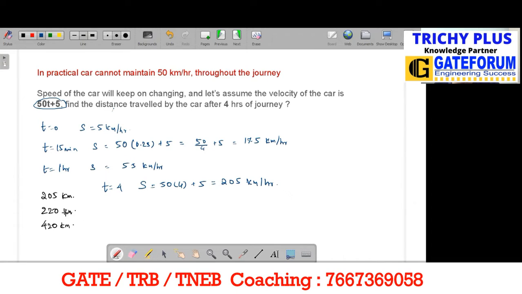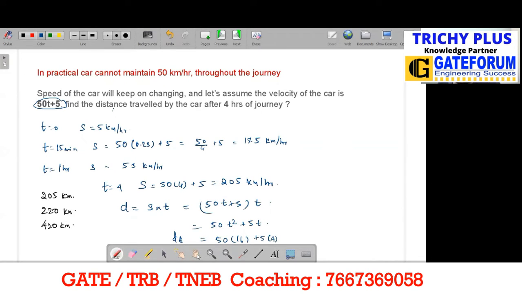So how does this 220 come? Who gave this answer? Some people will do this: we know distance equals speed into time, correct? So the speed equation is 50t plus 5, into t. If you do that, I will get 50t square plus 5t. Let's say this is d of t. Then they will apply t equal to 4 here, so you will get 50 into 16 plus 5 into 4.